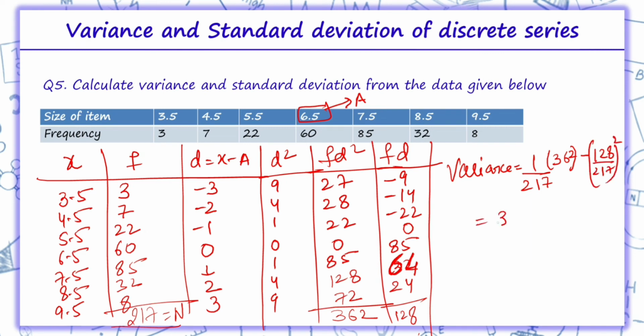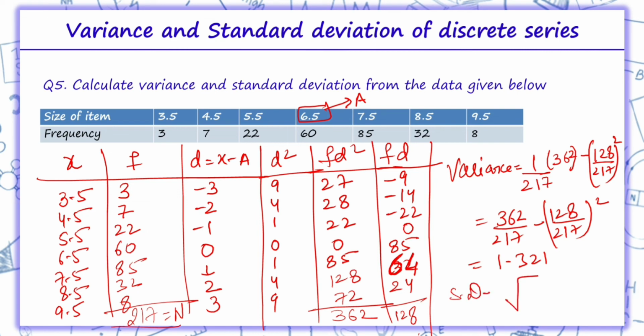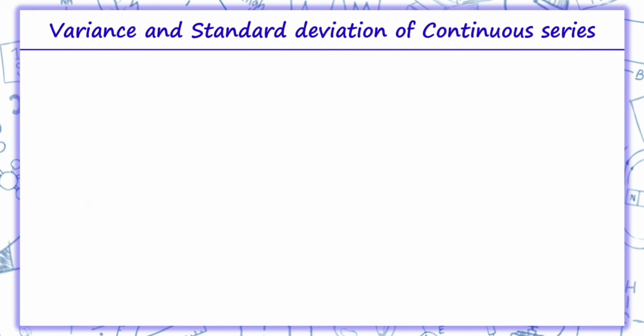So thus variance is 362 by 217 minus 128 upon 217 square. So its answer is coming out to be 1.321. Now when we have to calculate standard deviation, it will be square root of variance, which is square root of 1.321, which is 1.149. So this is how we can calculate variance and standard deviation of discrete series.